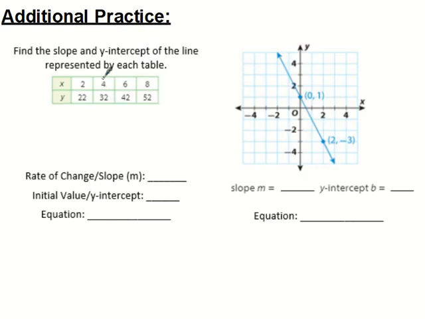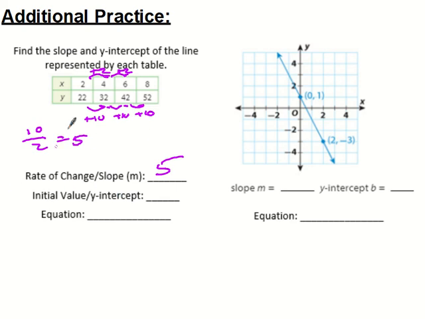So for this one right here, I want to find the slope and the y-intercept of this particular table. So the first thing I have to do is figure out my slope. I have to figure out what's the rate of change here. What's my pattern? And it looks like it's going up 10 each time. And then when it goes up 10, it's also going up 2. So my change in y is 10, my change in x is 2. So my slope is 5.